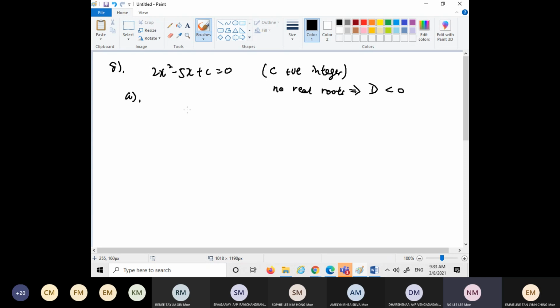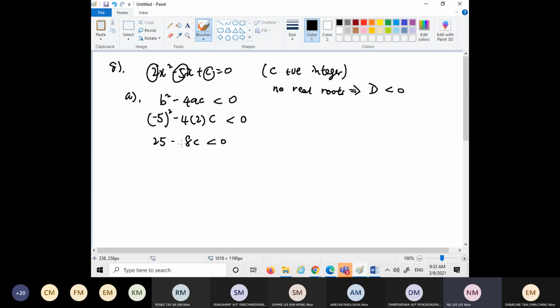Okay, so how do I start? I got no other information. I only have this information: discriminant is smaller than 0. Okay, let us try. So b squared minus 4ac is smaller than 0. Here, this is the a, this is the b, and this is the c. C is still the c. So b is -5, the whole thing squared, minus 4, a is 2, c is c, smaller than 0. Okay, we will see what will happen now. This is 25, minus 8c.